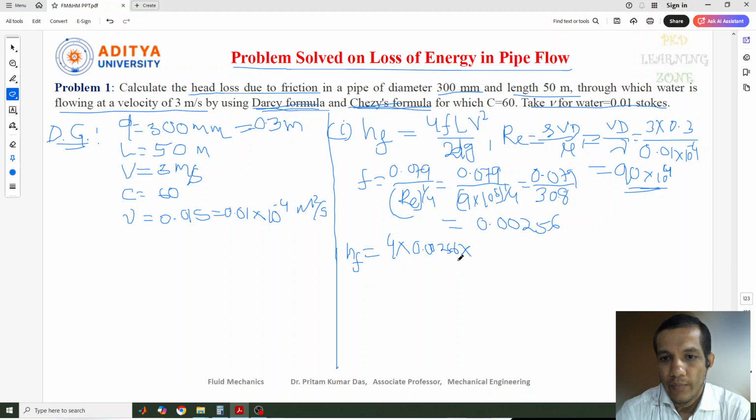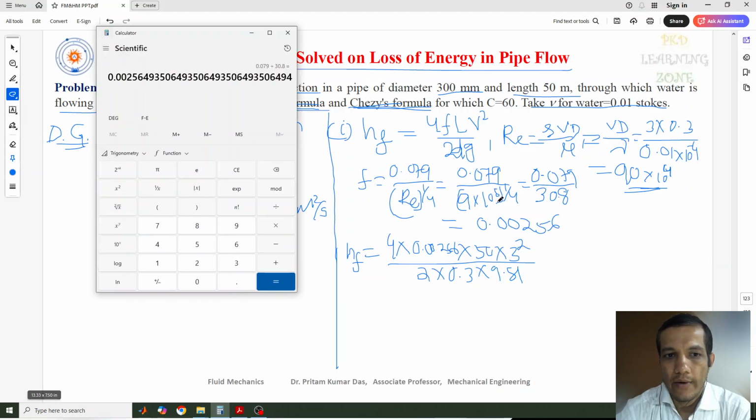So this is 0.00256 multiplied by L, which is given as 50, and this is V square. V is nothing but 3, so 3 square, 9, divided by 2 d g. So 2 into 0.3 into 9.81. Now we can calculate it here.